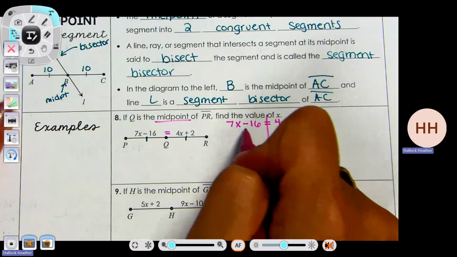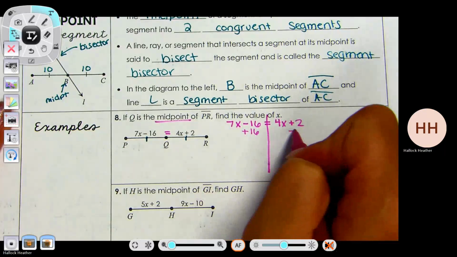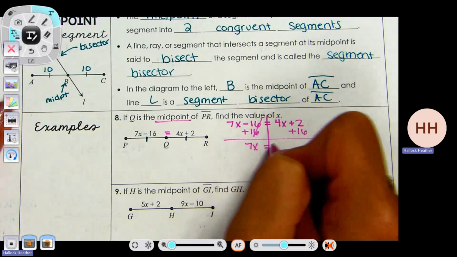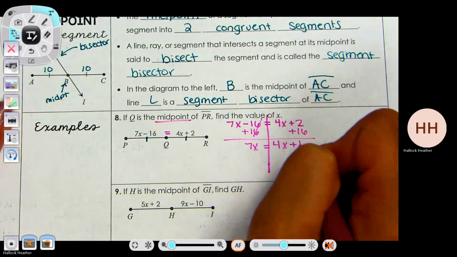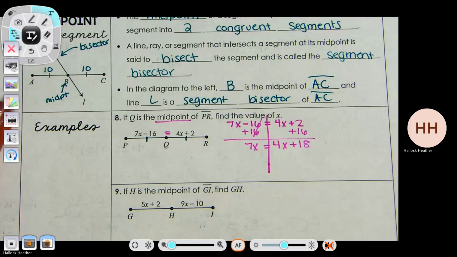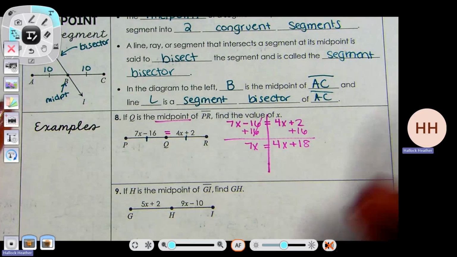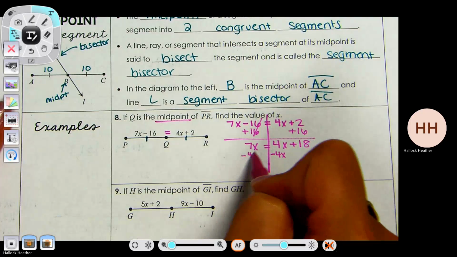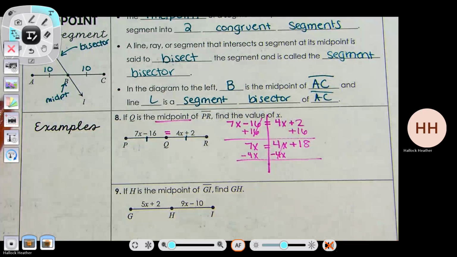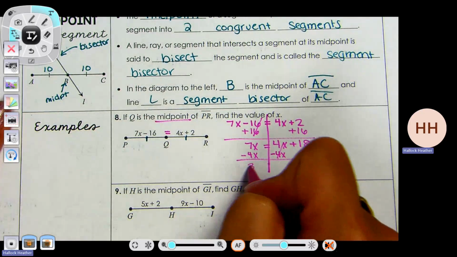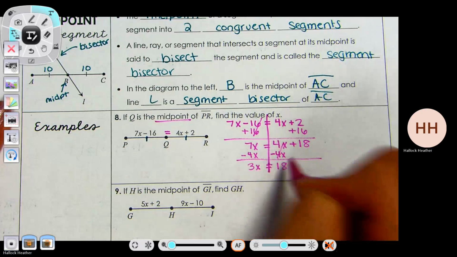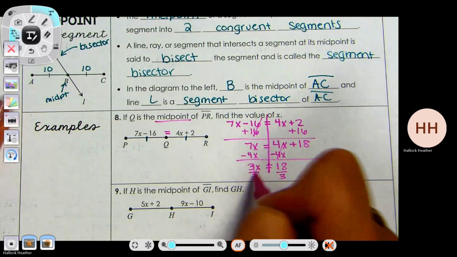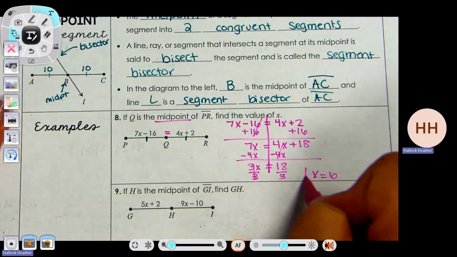So I'm going to add 16. 7x equals 4x plus 18. Then I'm going to move my 4x to the other side using subtraction. 7x minus 4x is 3x. And then I divide by 3. So x equals 6.